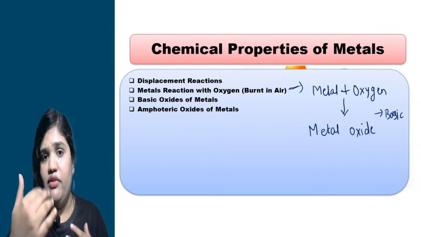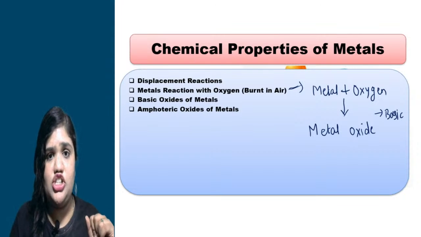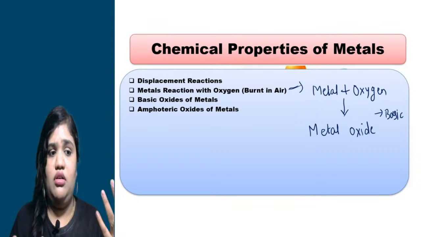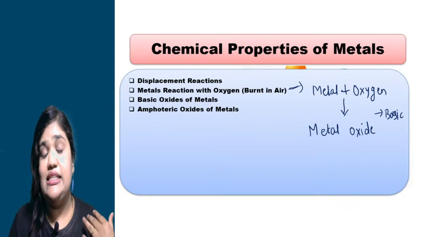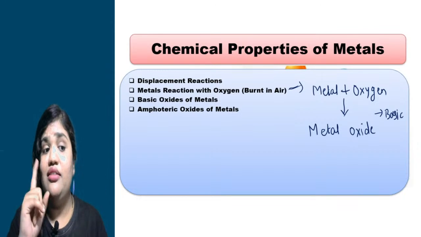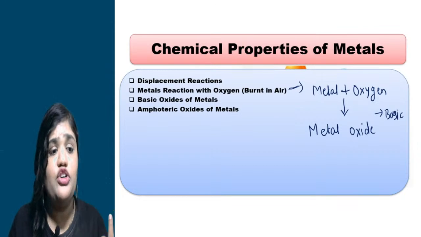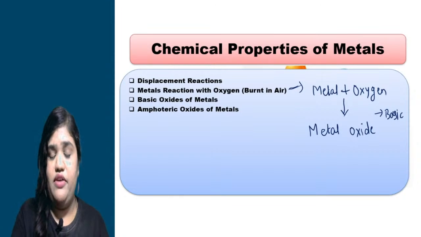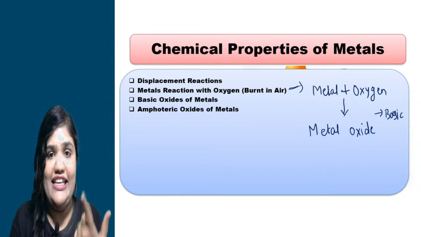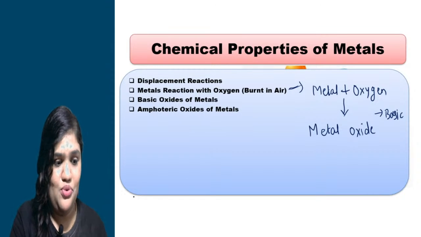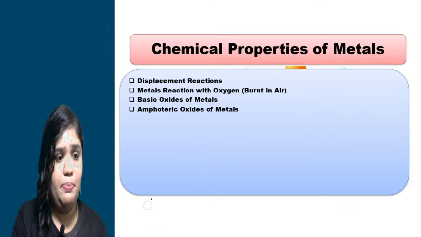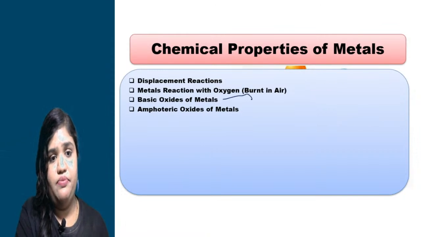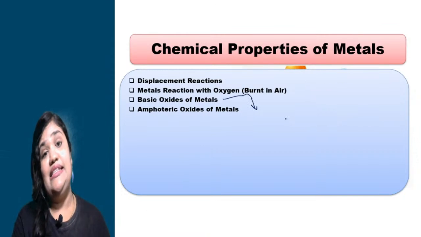So we have discussed displacement reaction. We have discussed metals' reaction with oxygen, or we can say air. Now what are the basic oxides and what are the amphoteric oxides of metals? That we are going to discuss. For that, let me clear the slide for you. Now we are going to discuss the third point: basic oxide.